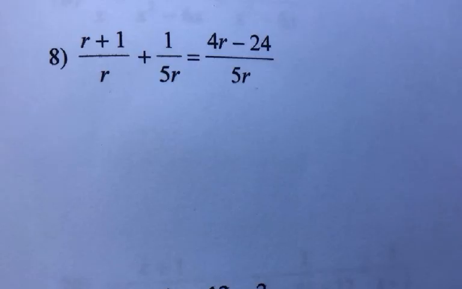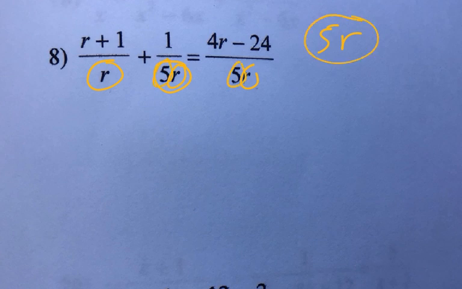Let's try another one. Here, notice I have an r. Here, I also have a 5. They all had r's. These two had 5's. Put together, 5r is my LCD. So I'm going to times by 5r. Let's see what happens.